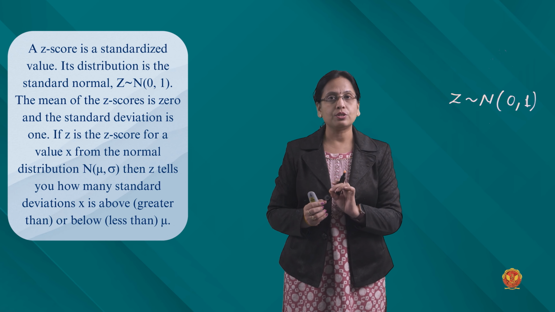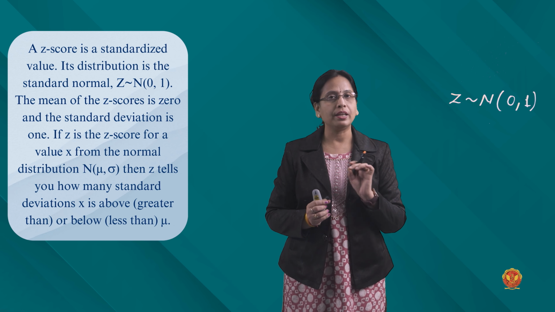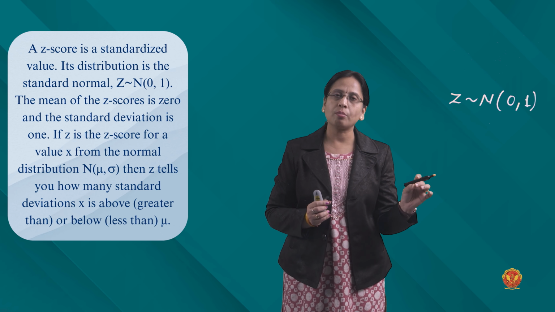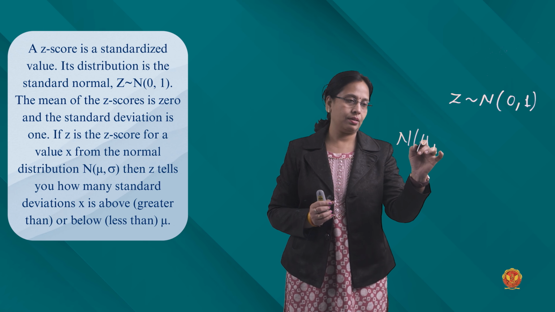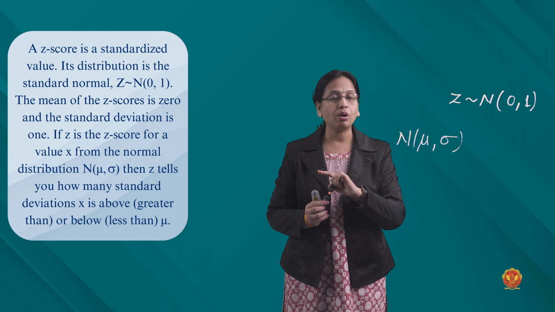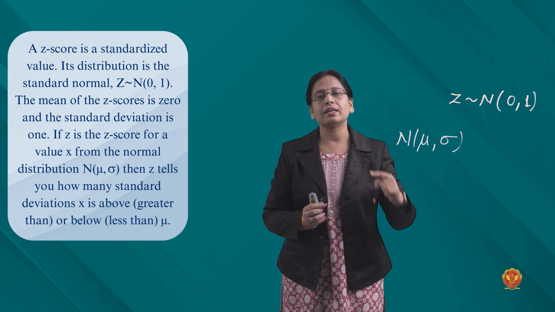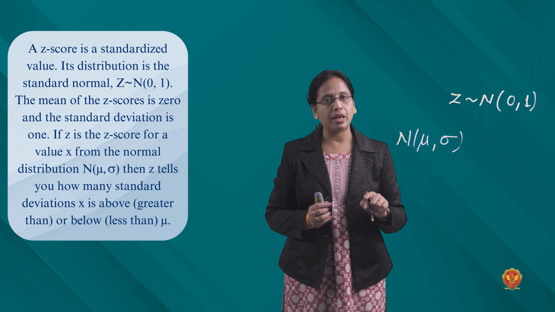If z is the z-score for any value x from the normal distribution N(mu, sigma), where mu is the mean value and sigma is the standard deviation, then the z-score tells you how many standard deviations x is greater or below than the average value mu. Further, let us review the formulas which we have taken here.